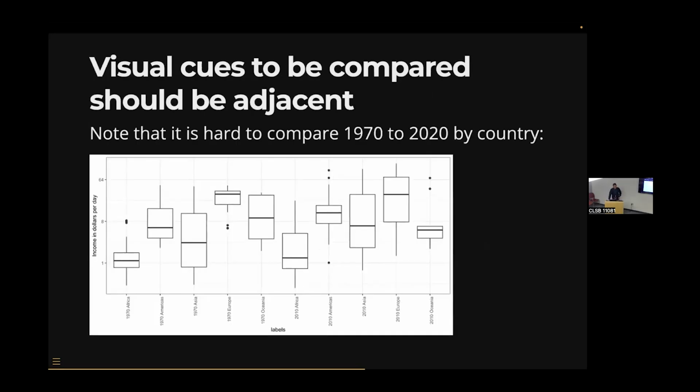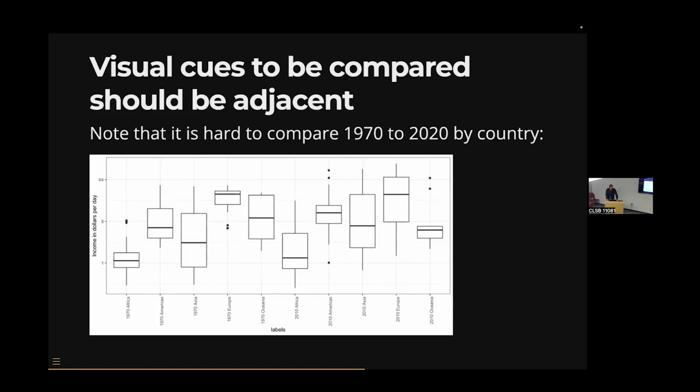All right, so now getting into finer points. This again has to do with easing comparisons, when you're trying to convey a message. Here, what I'm trying to convey, comparing 1970 to 2020 GDP, is that the income gap between countries has actually reduced dramatically in the last 40 years. Big change.